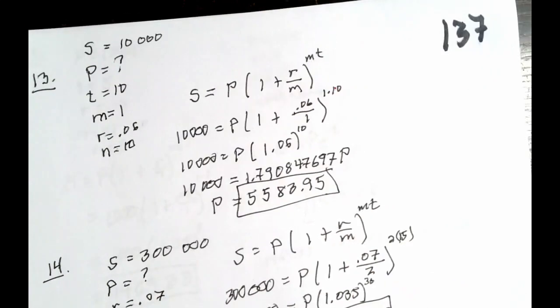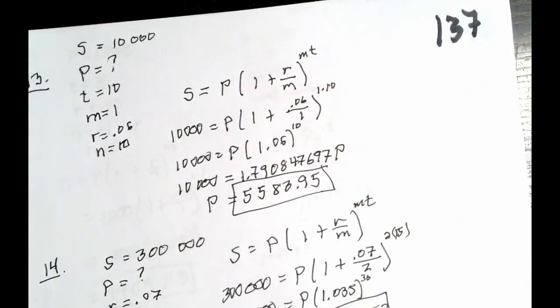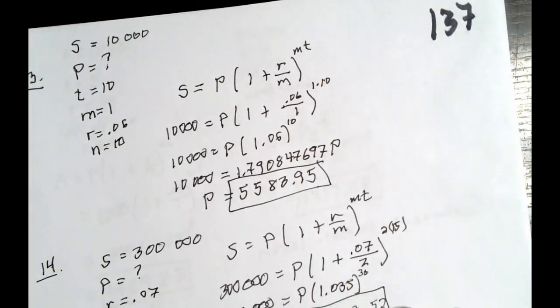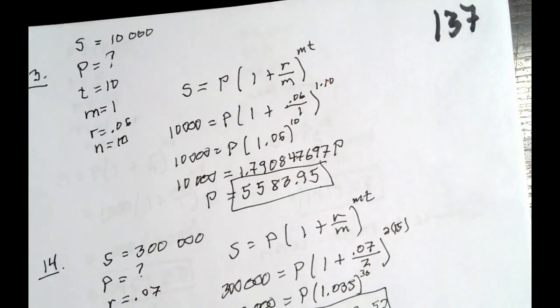7% semi-annual, so 15 years. So N is simply M times T, or 30. R is 0.07, S is 300,000. So you plug in everything that you know, figure out what this is, raise to that, and you get this number, and you divide both sides by that, and you get 106,000 something. So 106,000 something after 15 years becomes 300,000.